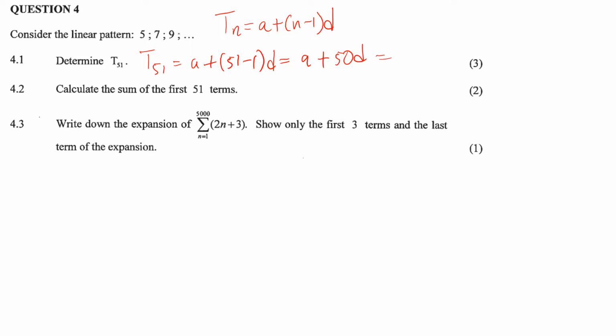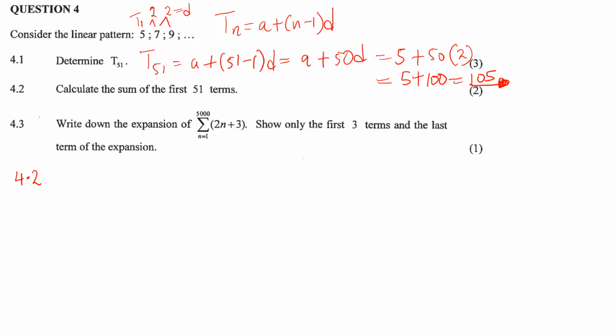So a is the same as the first term, which is 5, plus 50 into, what is the common difference? We get the common difference by taking the next term minus the previous term. In this case it will be 7 minus 5, which gives us 2. Also, if you say 9 minus 7, you must get 2. So this is the common difference, d. We replace by 2, then it's going to be 5 plus 100, which is 105 as our term number 51.